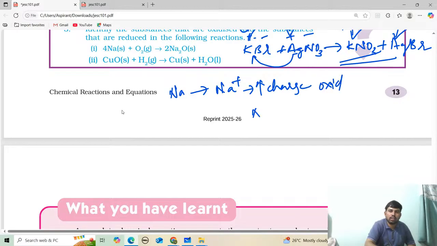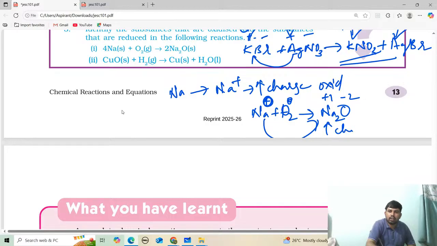If you see here, Na plus O2 gives rise to Na2O. The charge here is zero, this is also zero, here plus 1, and this will be minus 2. So 0 to plus 1 is an increase in the charge. That's why it has undergone oxidation. 0 to minus 2 for oxygen is a decrease in charge, which is called the reduction process.